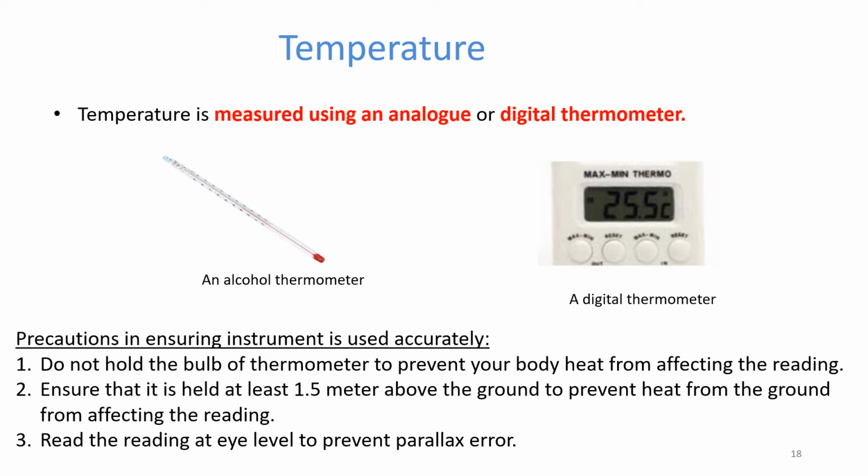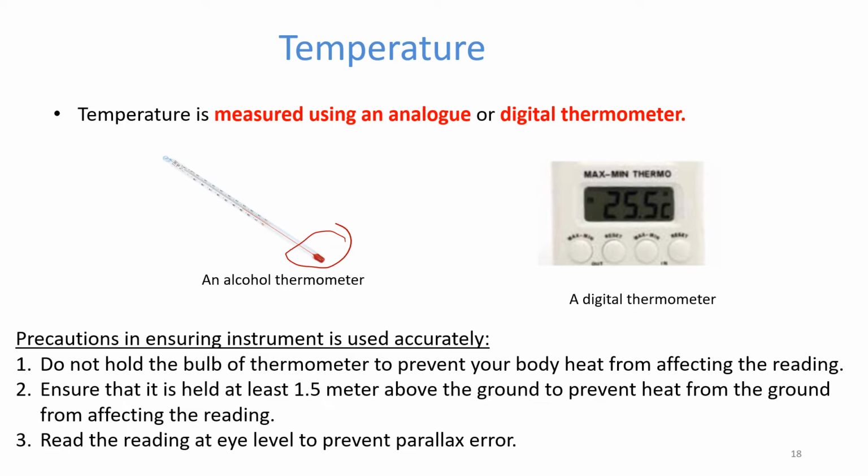Moving on to temperature data, the instrument used could be an analog or a digital thermometer. And some precautions to ensure that this instrument is used accurately will be, firstly, do not hold the bulb of the thermometer as seen here to prevent your body heat from affecting the reading. Similar to the Stevenson screen, it should be held at least 1.5 meters above ground to prevent any heat radiated from the ground from influencing the accuracy. Lastly, for an analog thermometer, it should be read at eye level to prevent parallax error.